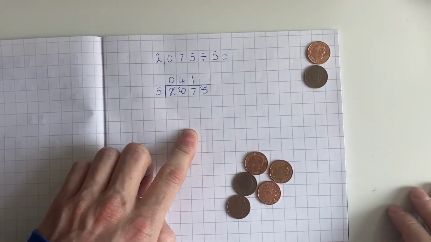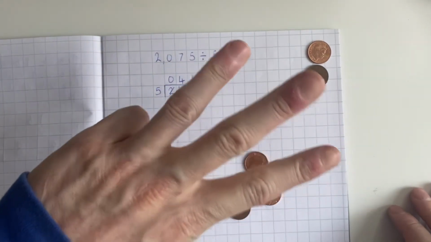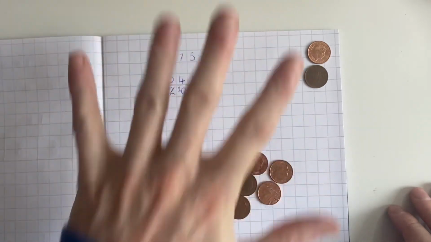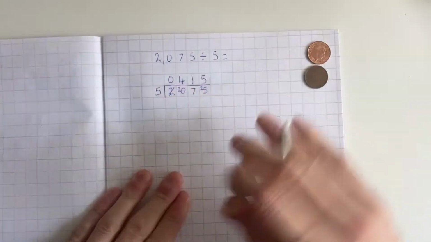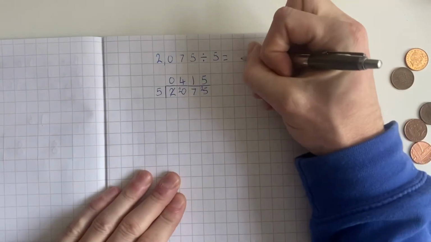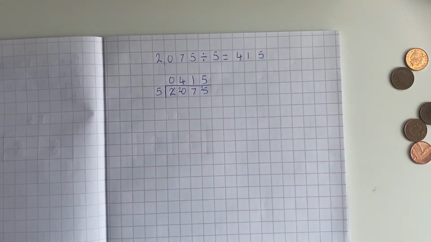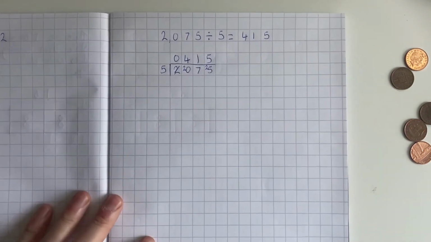How many 5s go into 25? So let's do our 5 times table. 5, 10, 15, 20, 25. The answer is 5. So 2075 divided by 5 equals 415. We'll do one more example and then I'll let you crack on with the work.